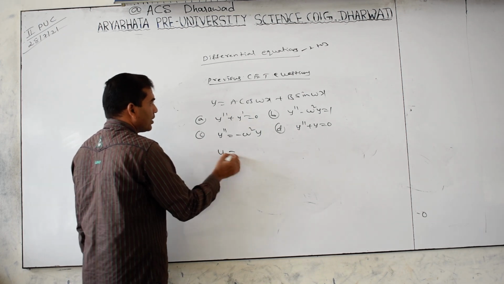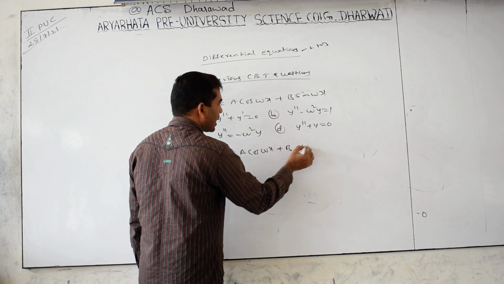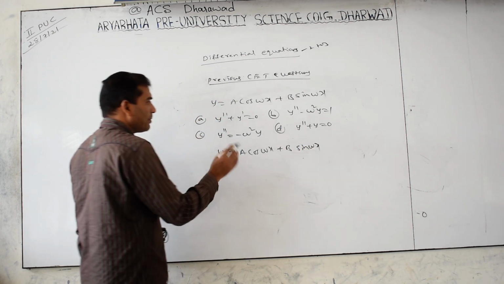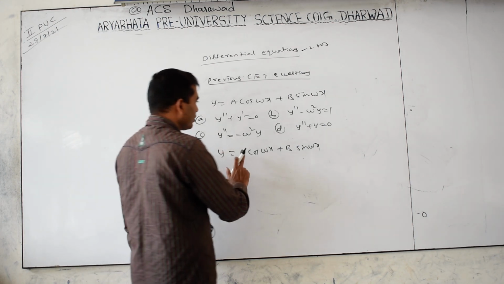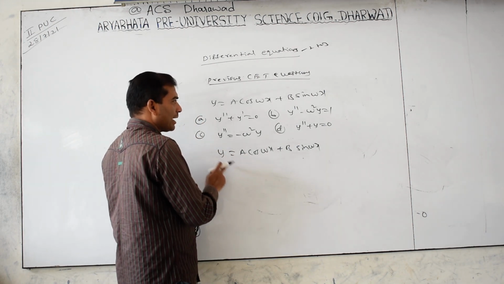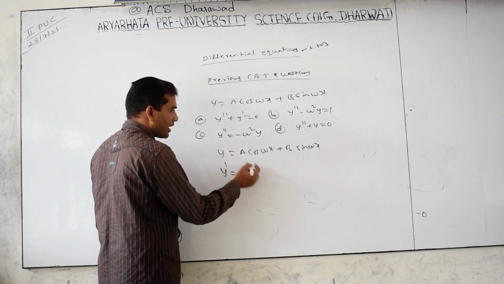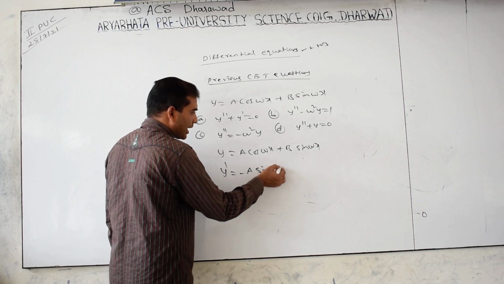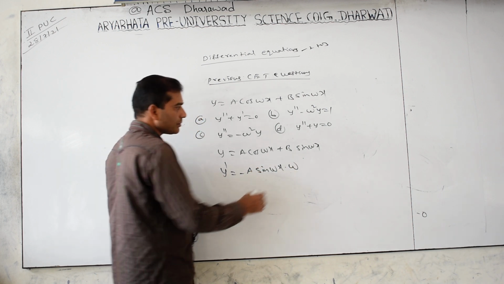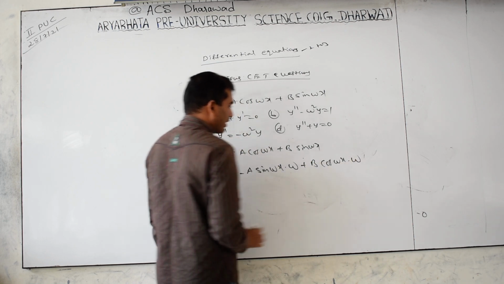Here y equal to a cos omega x plus b sin omega x. A and b are arbitrary constants, so we should eliminate a and b. So how many times do we have to apply differentiation? 2 times. So y dash first: minus a sin omega x into omega, plus b cos omega x into omega.